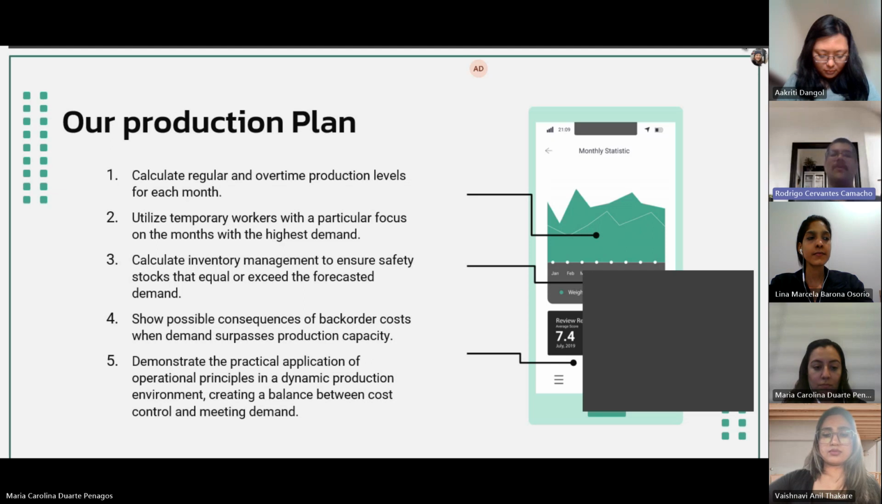The third one is inventory management. We implement robust inventory management practices to guarantee safety stocks that equal or exceed the forecasted demands. This safeguards against stockouts, ensuring that we can fulfill customer orders promptly and efficiently. The fourth, we carefully assess the potential consequences of backorder costs when demand surpasses our production capacity. The fifth and last was the operational principles in action. Our production plan exemplifies the practical application of operational principles in a dynamic production environment. Now, for calculations, I will let my teammate Maria continue.